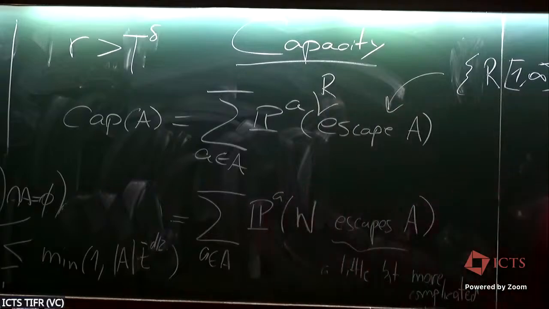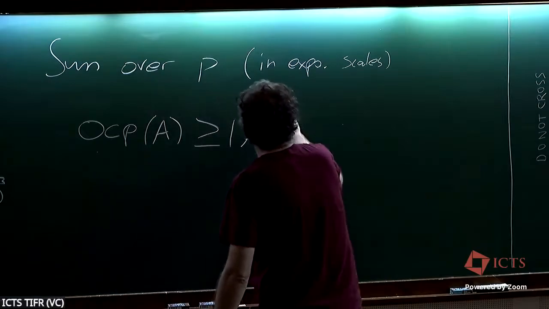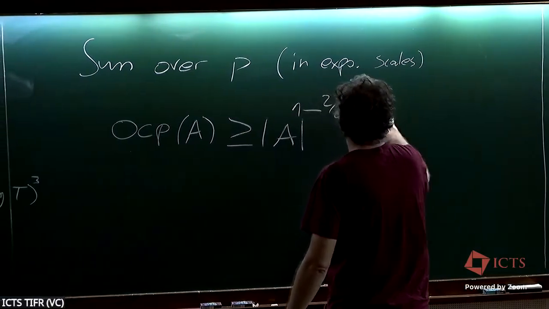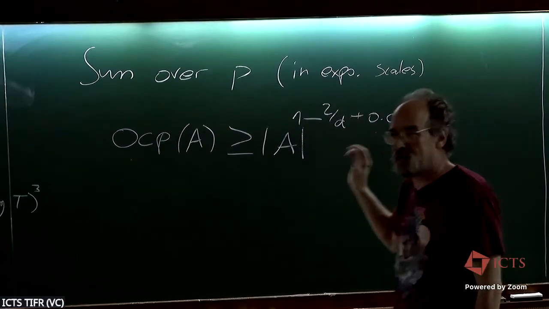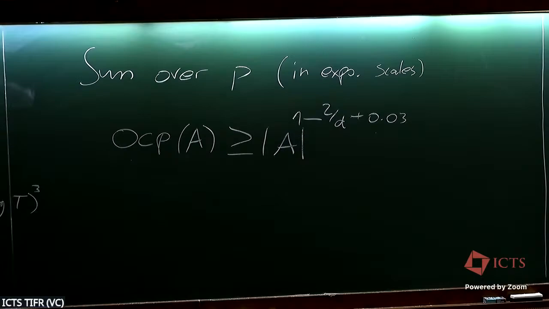So what you get here eventually is a similar inequality. Here you will get the ones' capacity of A is bigger than |A| to the power 1 minus 2 over d plus, I think maybe in the paper it's 0.06, not that anyone could care what the exact number is. But a small number, a number that just depends on our assumption. Okay? And then this is like 2B.